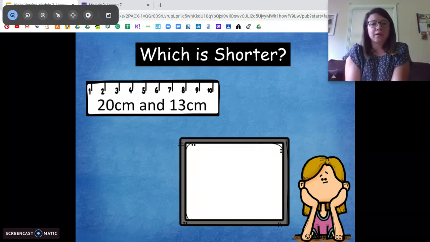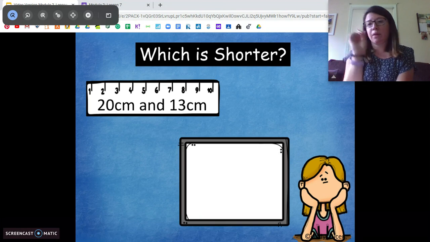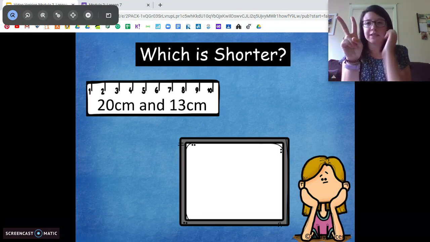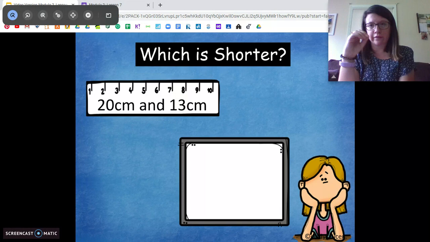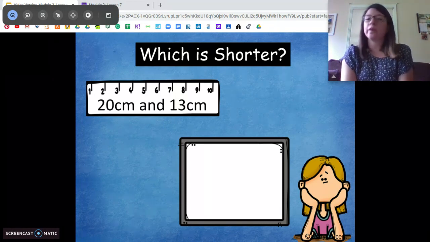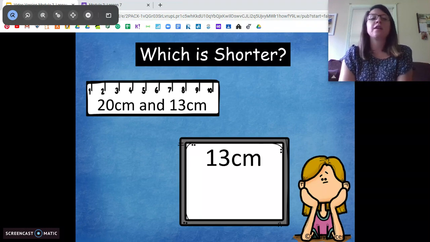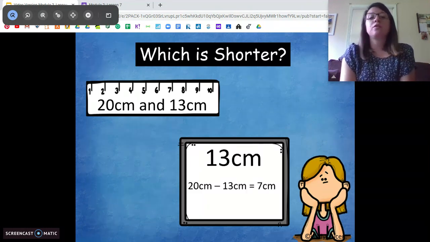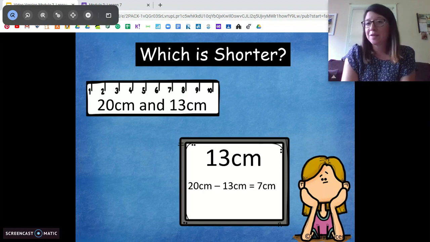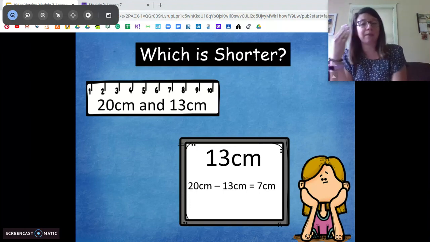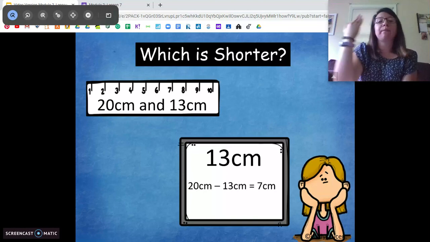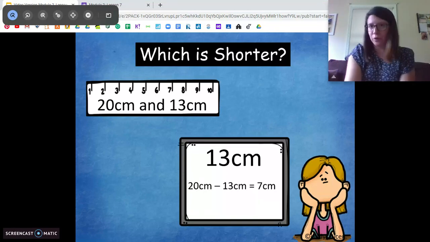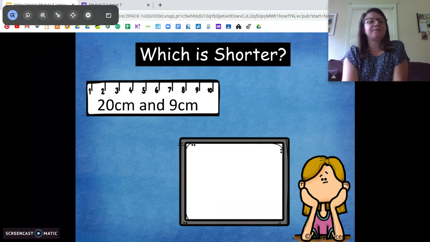All right, next one. 20 centimeters and 13 centimeters. Tell me which one's shorter, and then show me the difference in a number sentence. Unpause when you're ready. Ready? Which one is shorter? 13 centimeters. And then the difference, we start with the bigger number. 20 centimeters minus 13 centimeters equals 7 centimeters. Again, use what you know. You know that 10 minus 3 is 7, so we can easily figure out 20 minus 13 is also 7. Use what you know.